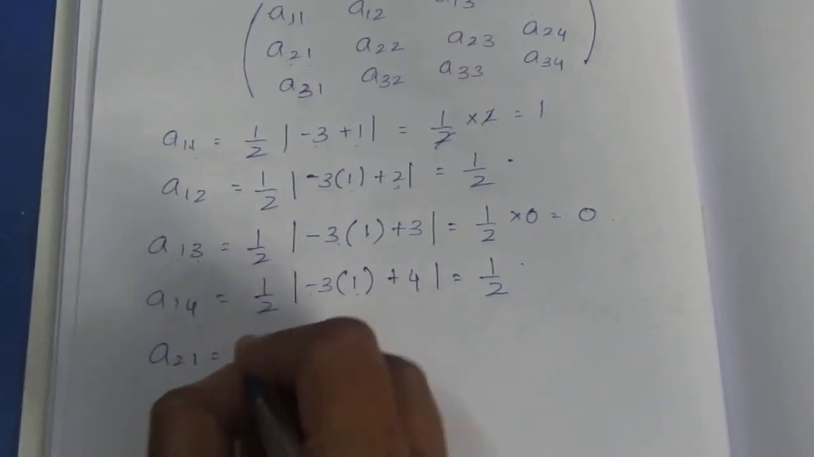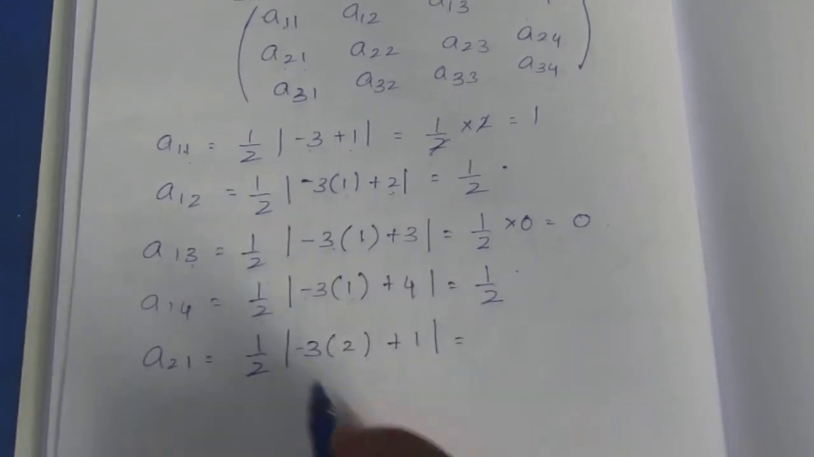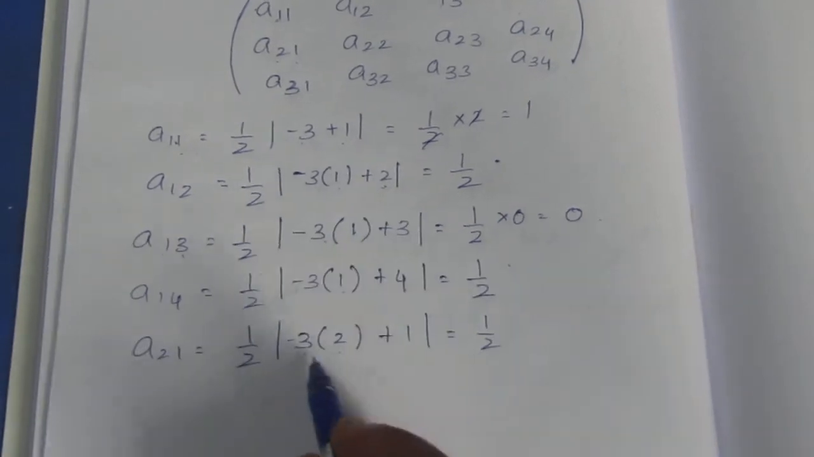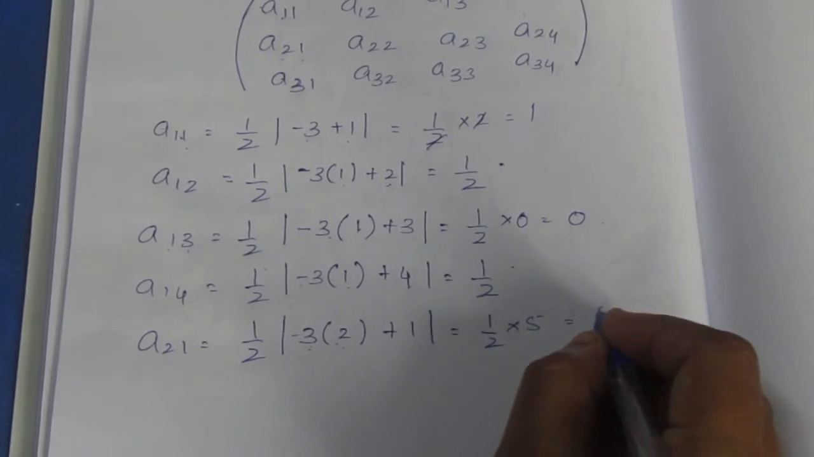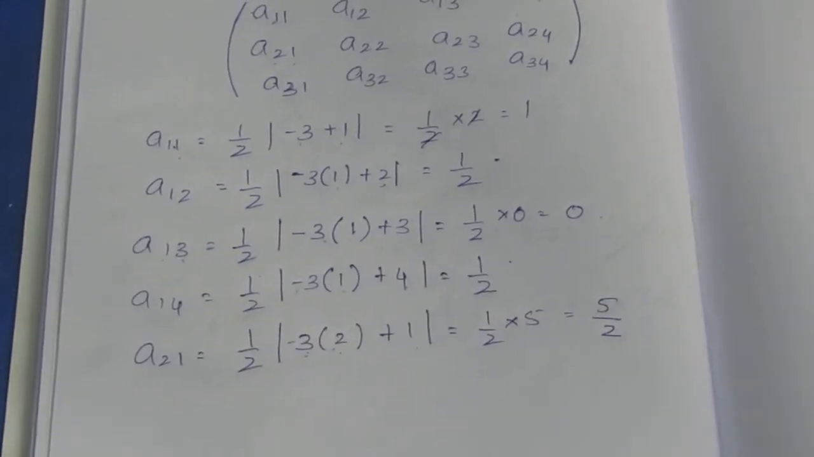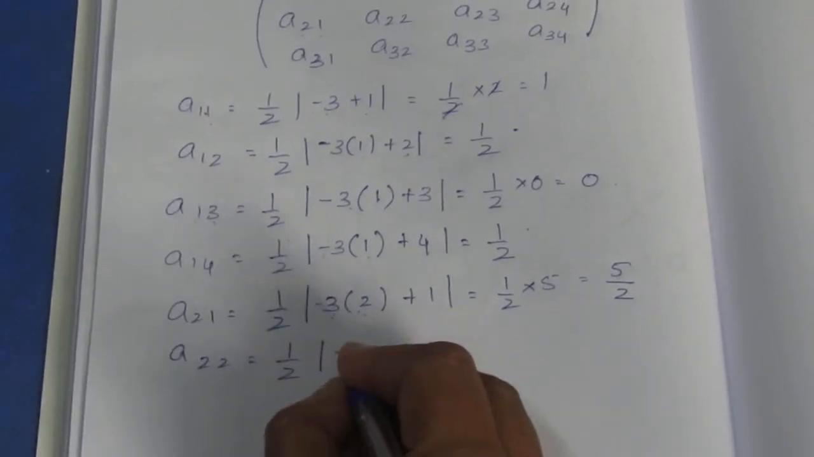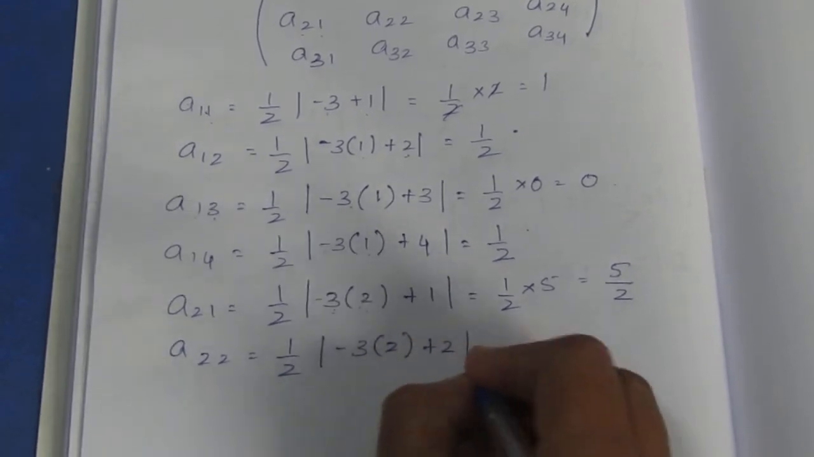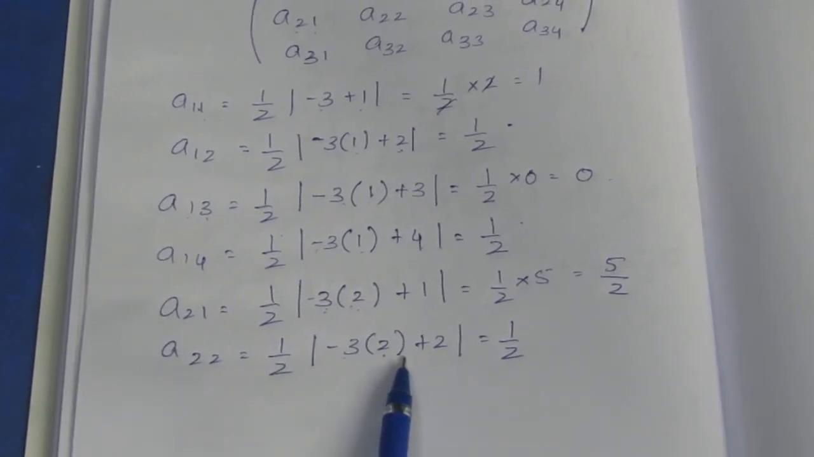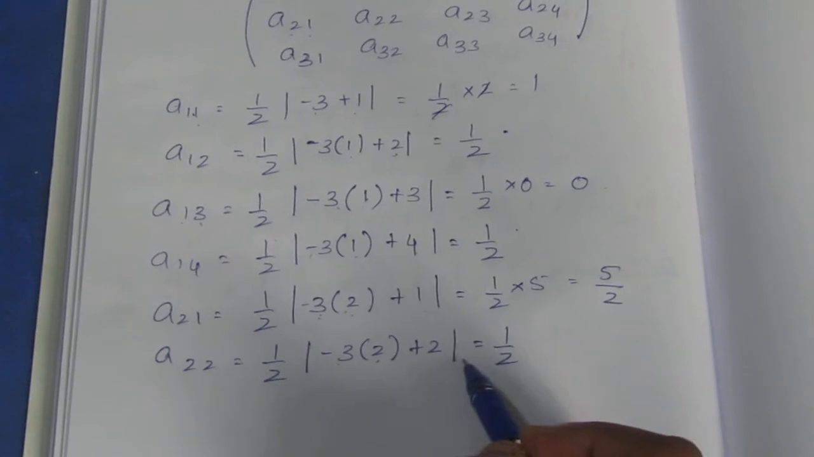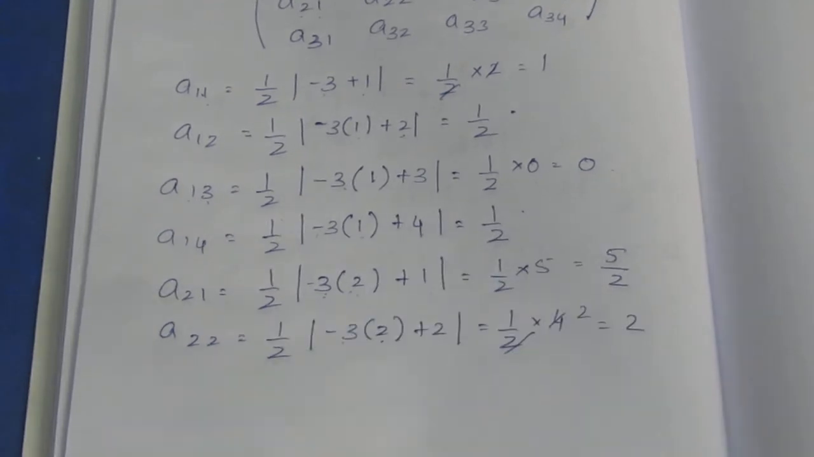Same way A21 we need to find: half modulus of minus 3 into 2 plus 1. Here it is half. 3 2s are 6, minus 6 plus 1 is minus 5, modulus 5. So here 5 by 2. Now A22: half modulus of minus 3 into 2 plus 2. Now half. Here 3 2s are 6, minus 6 plus 2 is minus 4. As we need to take modulus, it becomes 4. Now this 2 we can cancel and we can write this as 2.